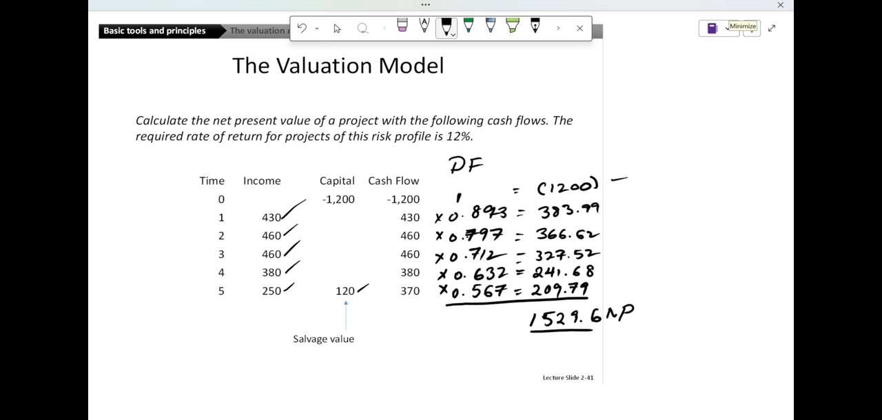This is the net present value. And the rule is, if the net present value is a positive figure, then we should go ahead and invest in this project. I hope this is clear.